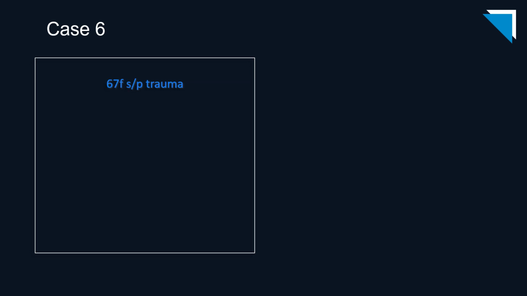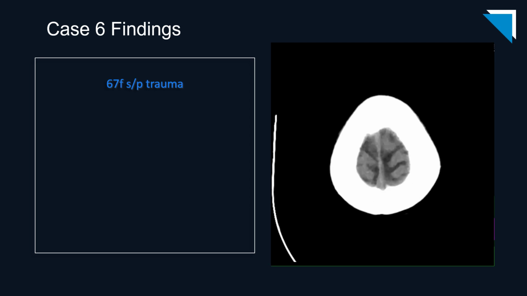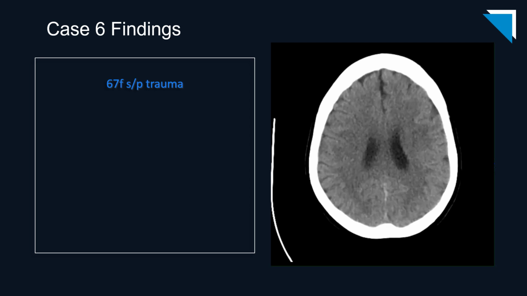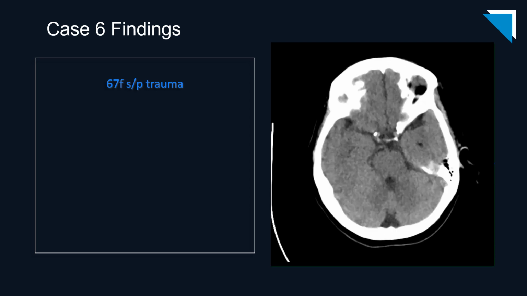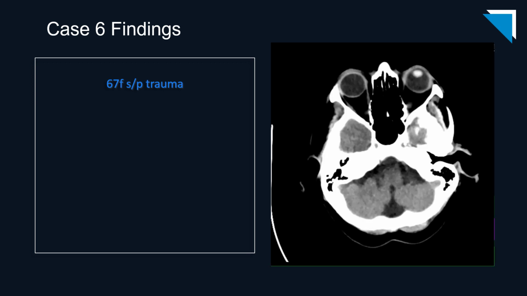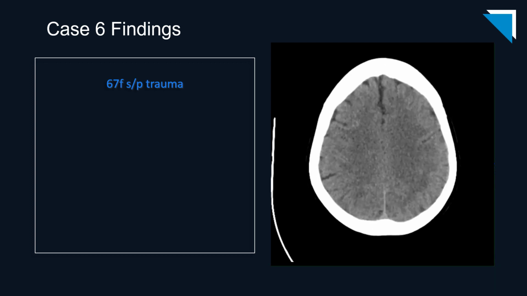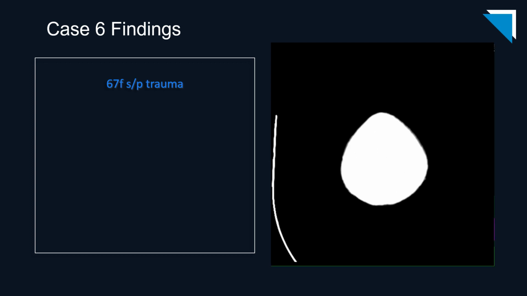Our next patient is a 67-year-old woman, status post-trauma. These are the axial images from a CT scan of the head, and as we scroll through, I'm sure you'll appreciate the senescent changes that are typical for this age group, volume loss and microvascular disease. Of course, this is a trauma case, so we're looking for acute blood products, soft tissue swelling, fractures.